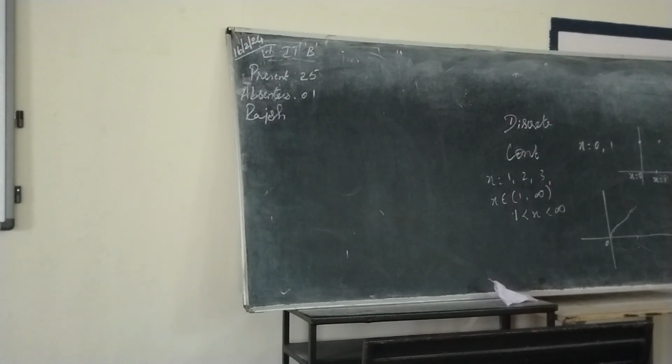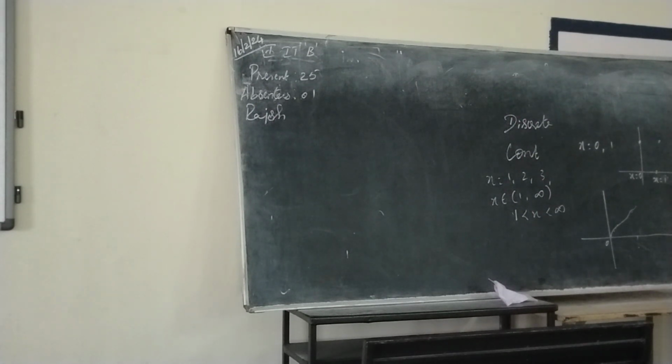And this can be finite or countably infinite. It can be a finite value or a countably infinite value. Like we say x equal to 1, 2, 3, etc., to infinity. We don't know what the infinite value is. Like that also we can define.